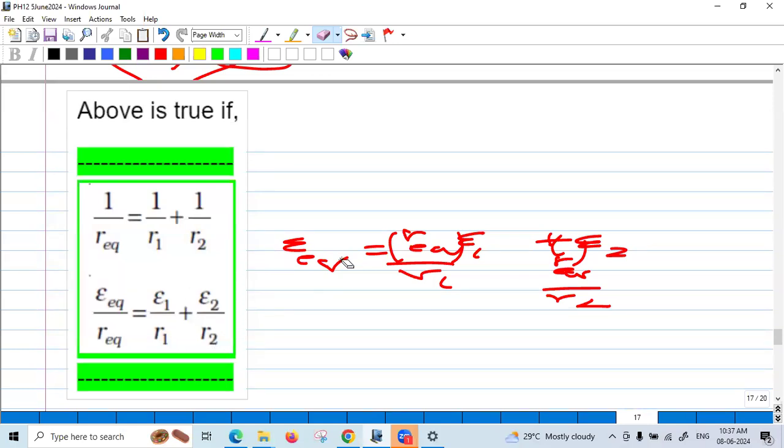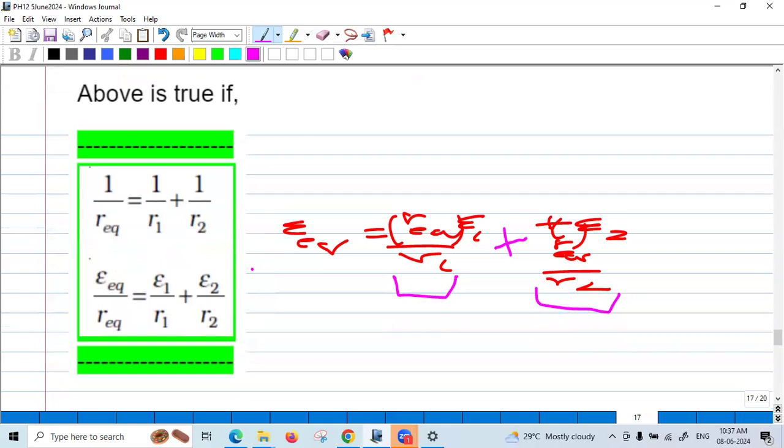Whether you remember this relation, taking R equivalent to the right side, it's R equivalent by R1 into E1 plus R equivalent by R2 into E2. So this is some sort of weightage. In a series circuit, it will be just E1 plus E2. But here, E1 has a weightage of R equivalent by R1 and E2 has a weightage of R equivalent by R2. So that way also you can remember this result.